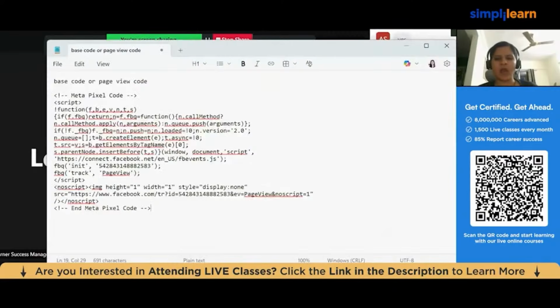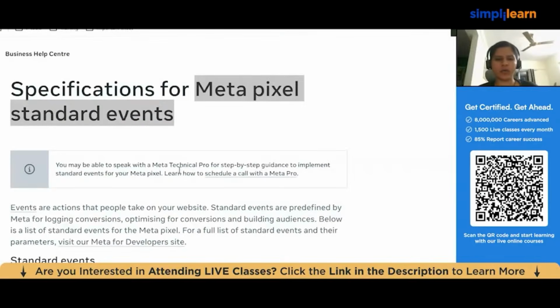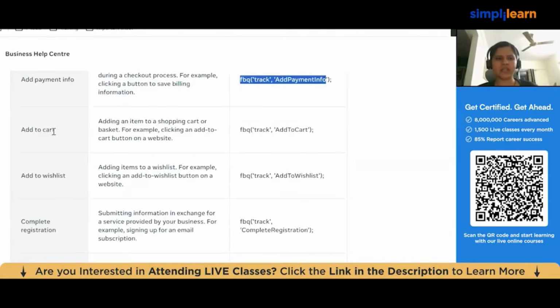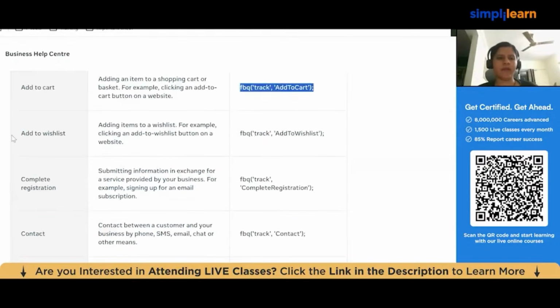Okay, I'll give the link over here in the chat, so you guys can please bookmark this for your future reference. Now how would the standard event code work? Can you see there's a table? There's the website action and there's the name of the code. They have given you the code link. So let's say if I want to track add to cart, this is the code I have to give to the developer. If I want to track purchase, this is how I have to give the code to the developer.